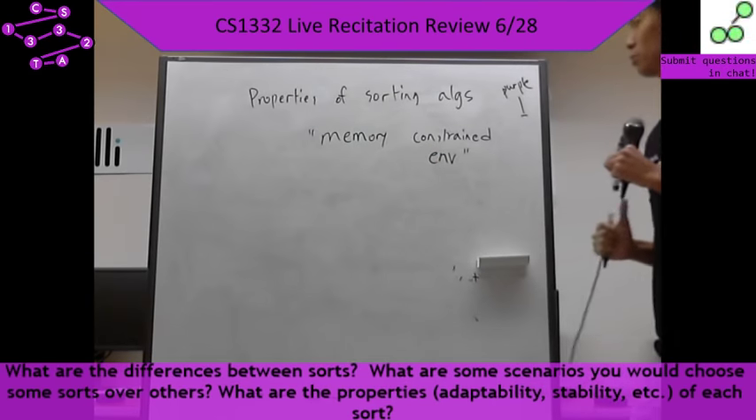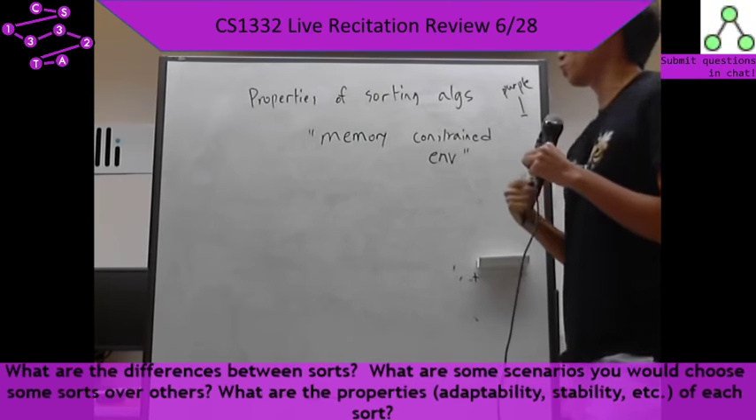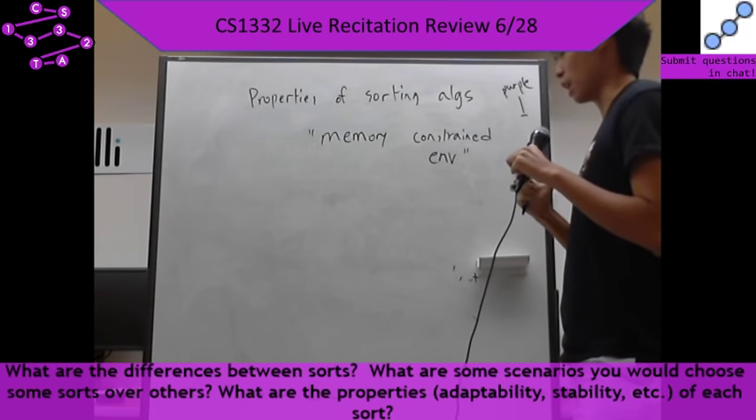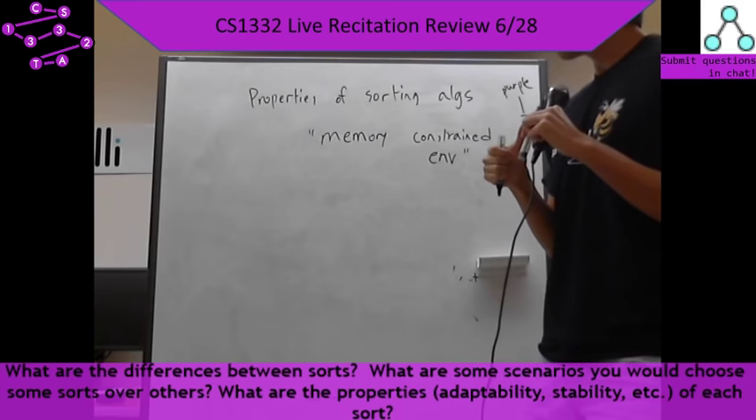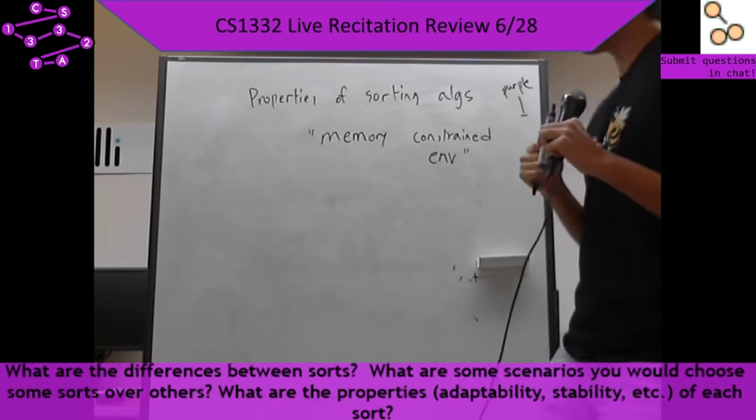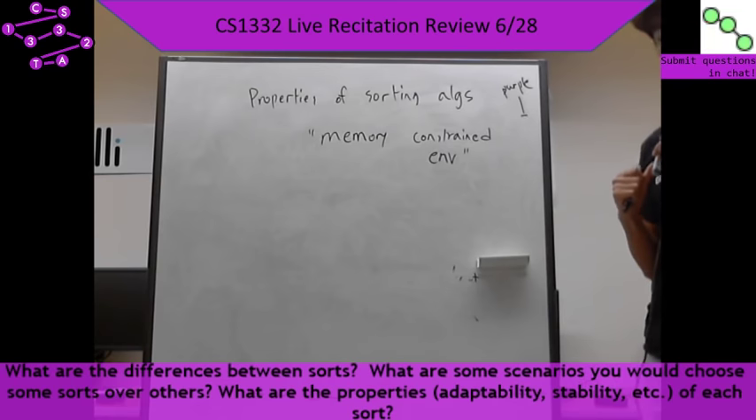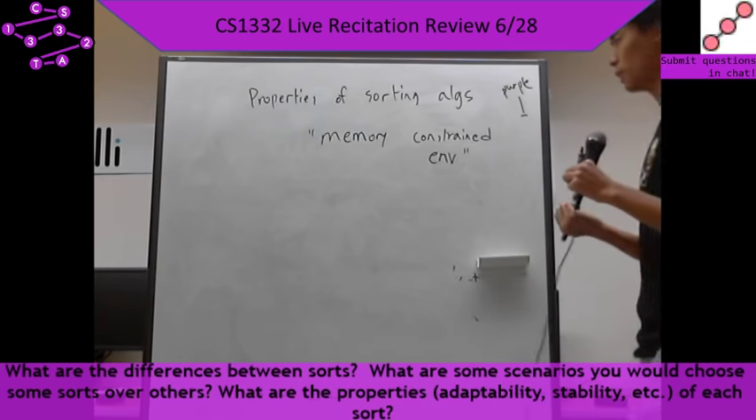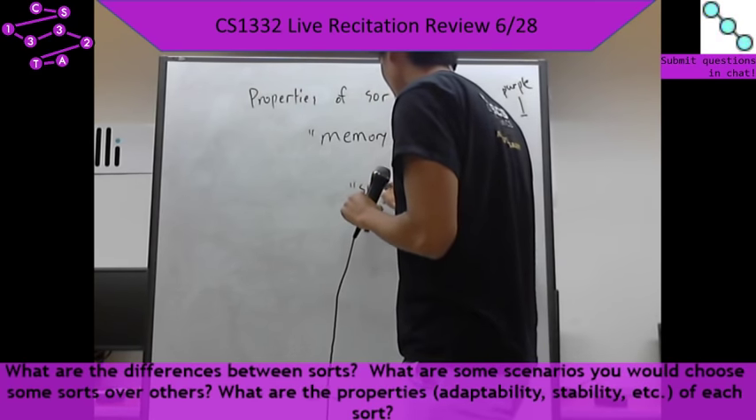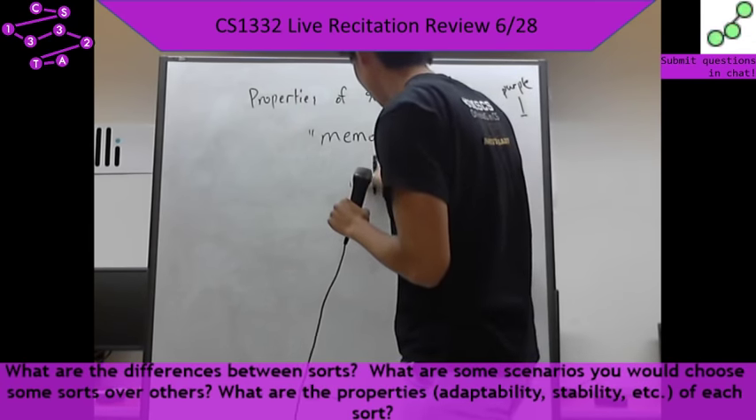Okay, so if you have a memory constrained environment, then you can probably get rid of algorithms that are out of place because they're going to take more space. They're going to use more space. Another keyword might be something like speed or consistent speed.